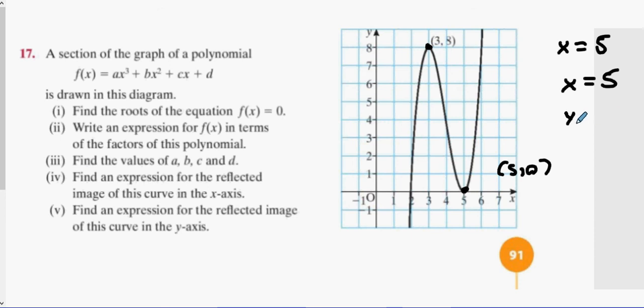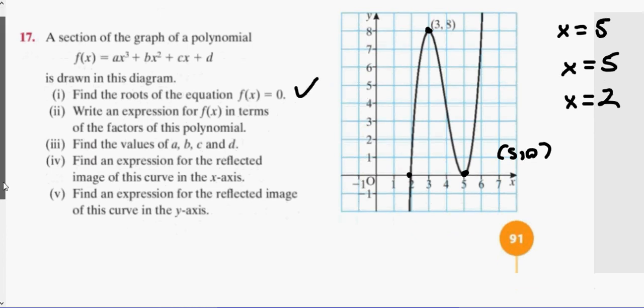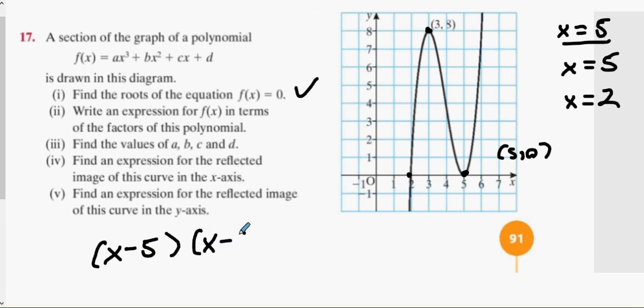X equals 2. Is everybody happy with the 3 roots? 2, 5 and 5. Okay. Find an expression for the polynomial. This is known as the factor term. If that's a root, what's a factor? What's the other factor? Another x minus 5. Then an x minus 2.